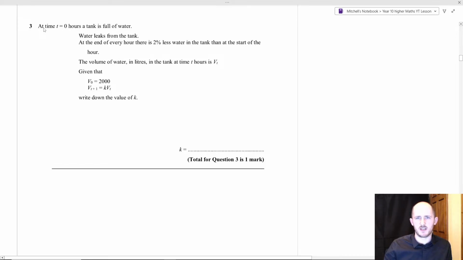Okay, I haven't actually read this. So at time t equals 0 hours, a tank is full of water. It leaks, and there's 2% less water in the tank at the start of every hour. The volume is V_t. Given that V_0 is 2000, V_(t+1) is k times V_t. So here you're just working out the percentage decrease. 100% minus 2% gives me 98%. And because it's an iterative formula, I need to make that a decimal.